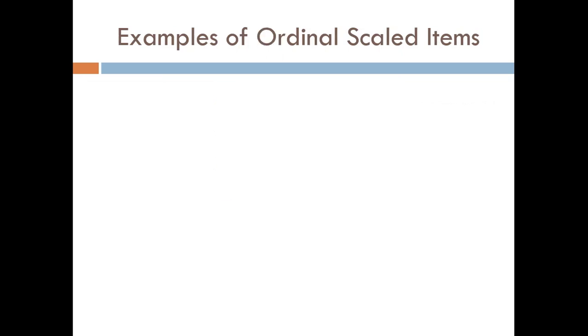The following are examples of ordinal scaled items. With ordinal scaled items, the number assigned can be ranked. For example, you can rank school performance based on grade point average. This is how we determine valedictorian and salutatorian for a graduating class.